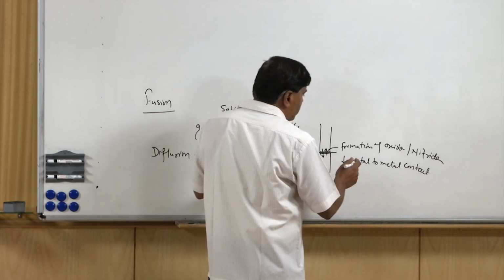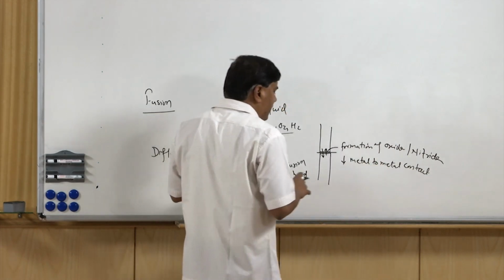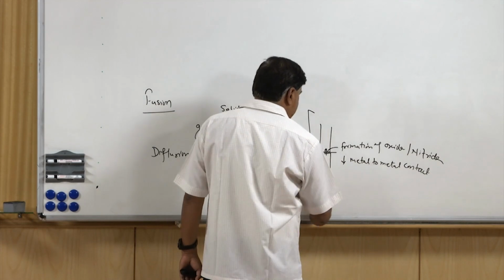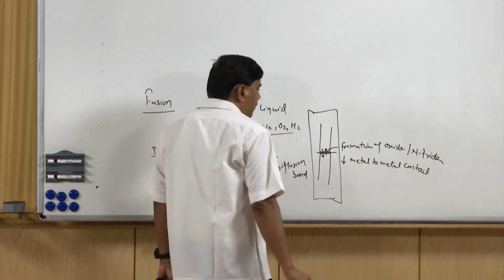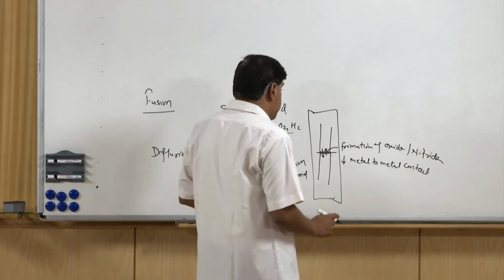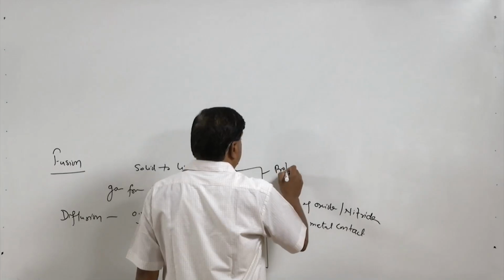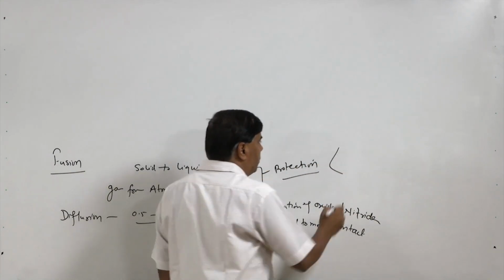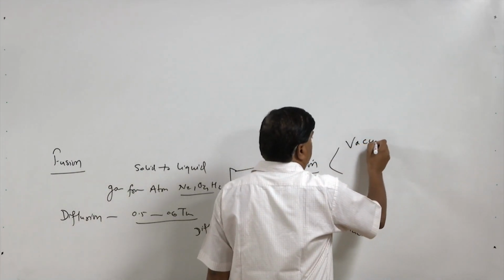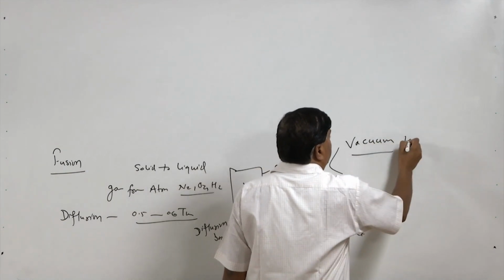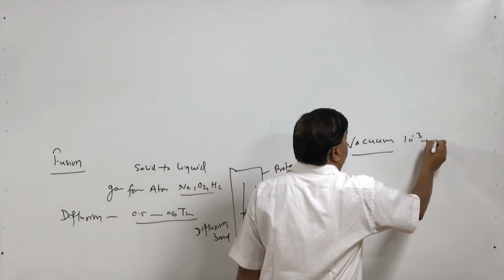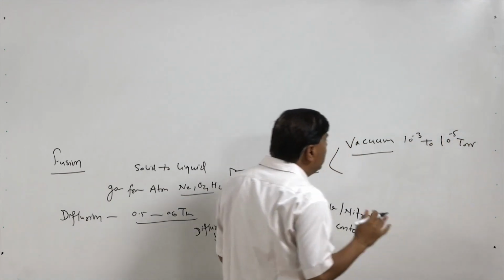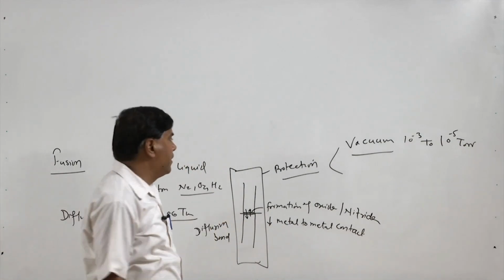So, the formation of this kind of oxides and nitrides due to the heating at a higher temperature is undesirable, and that is why it is necessary that the entire system for the diffusion bonding process must be protected, and this protection is normally provided using two approaches. The most common one is the application of vacuum ranging from 10 to the power minus 3 to 10 to the power minus 5 torr, which is very commonly used for the diffusion bonding process.